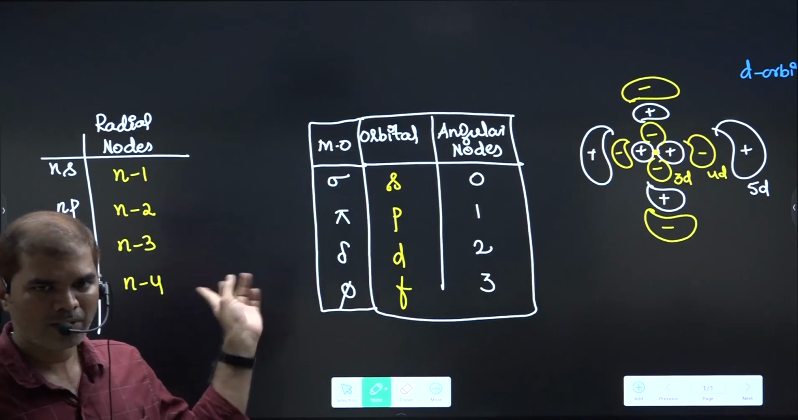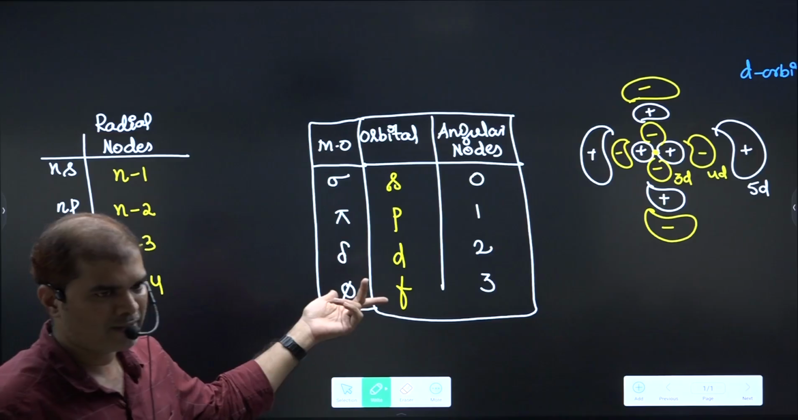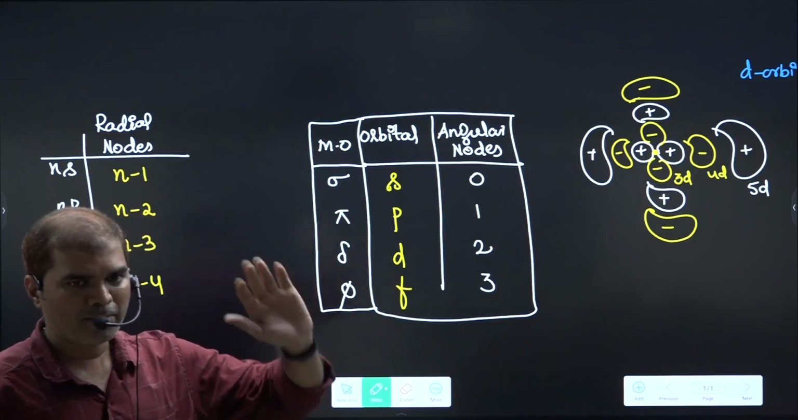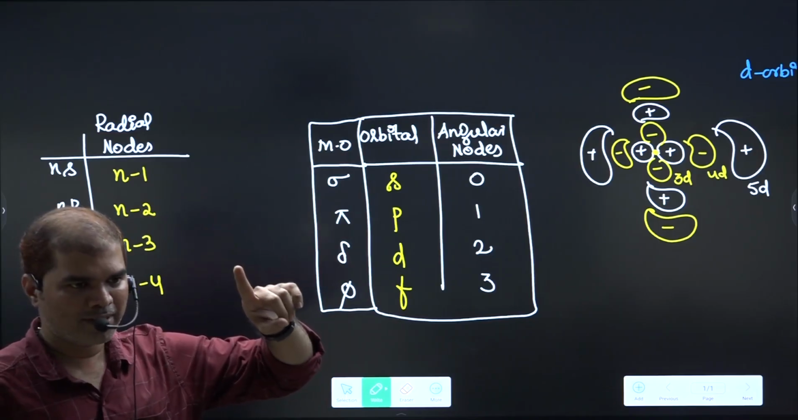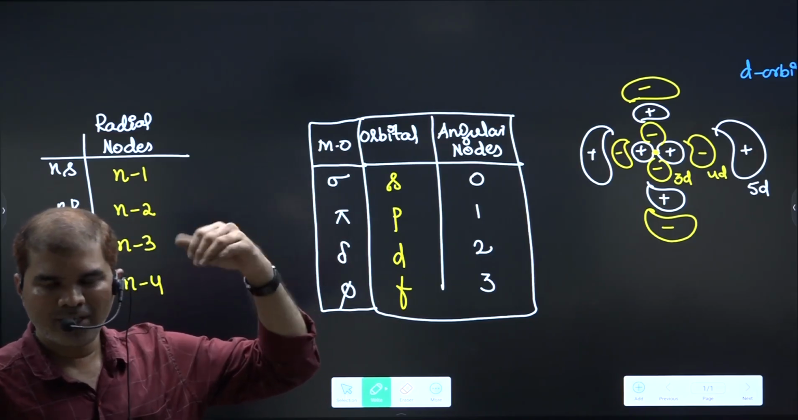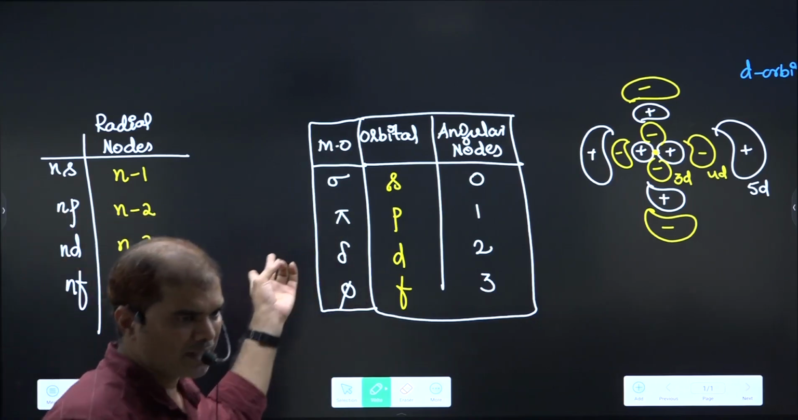Angular nodes, accordingly you can add. S orbital has anyway 0, P orbital has 1. That is fixed. Let it be 5p orbital, 6p orbital, angular node is only 1 for p orbital. Let it be 6d orbital or 10d orbital, angular nodes are only 2. Along with that you can add this.